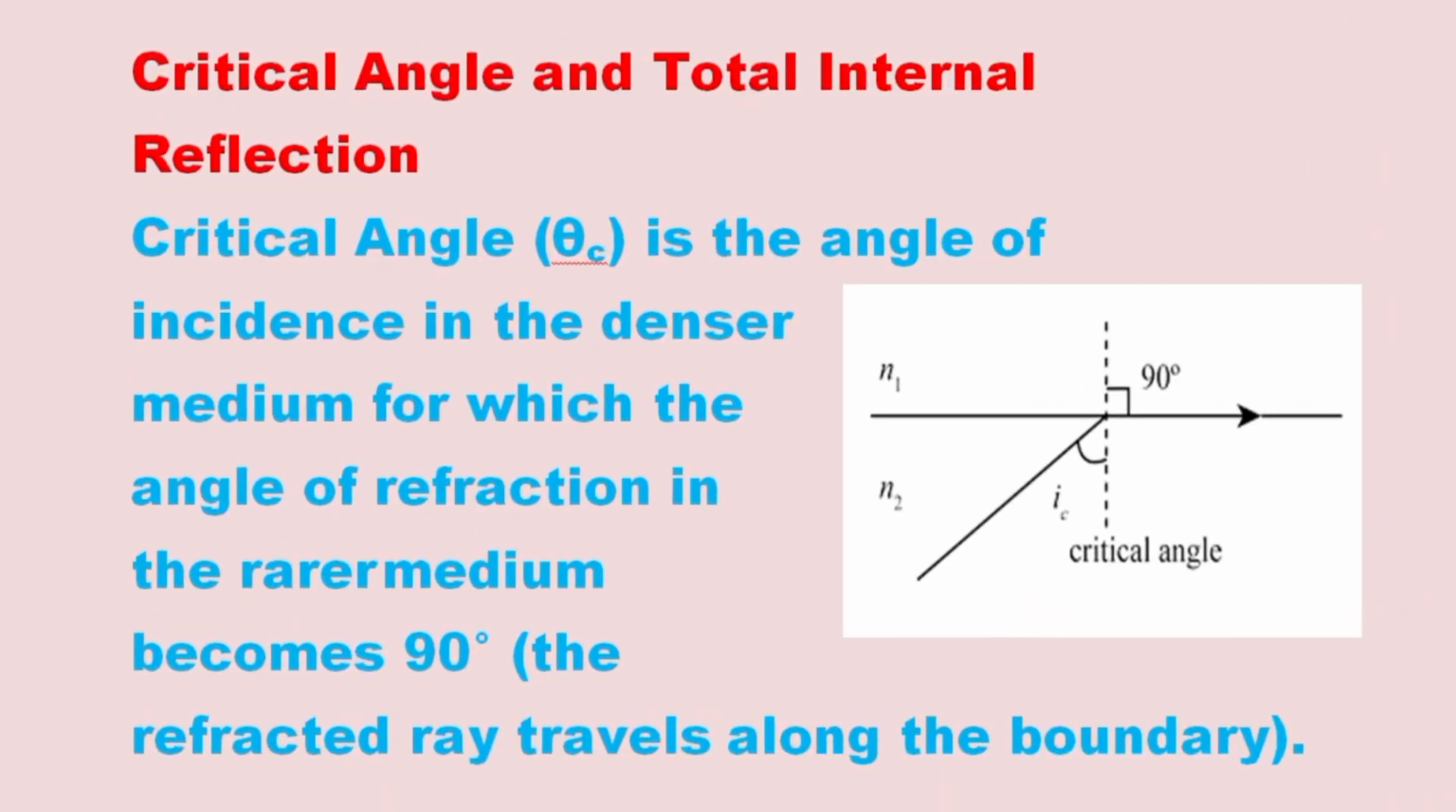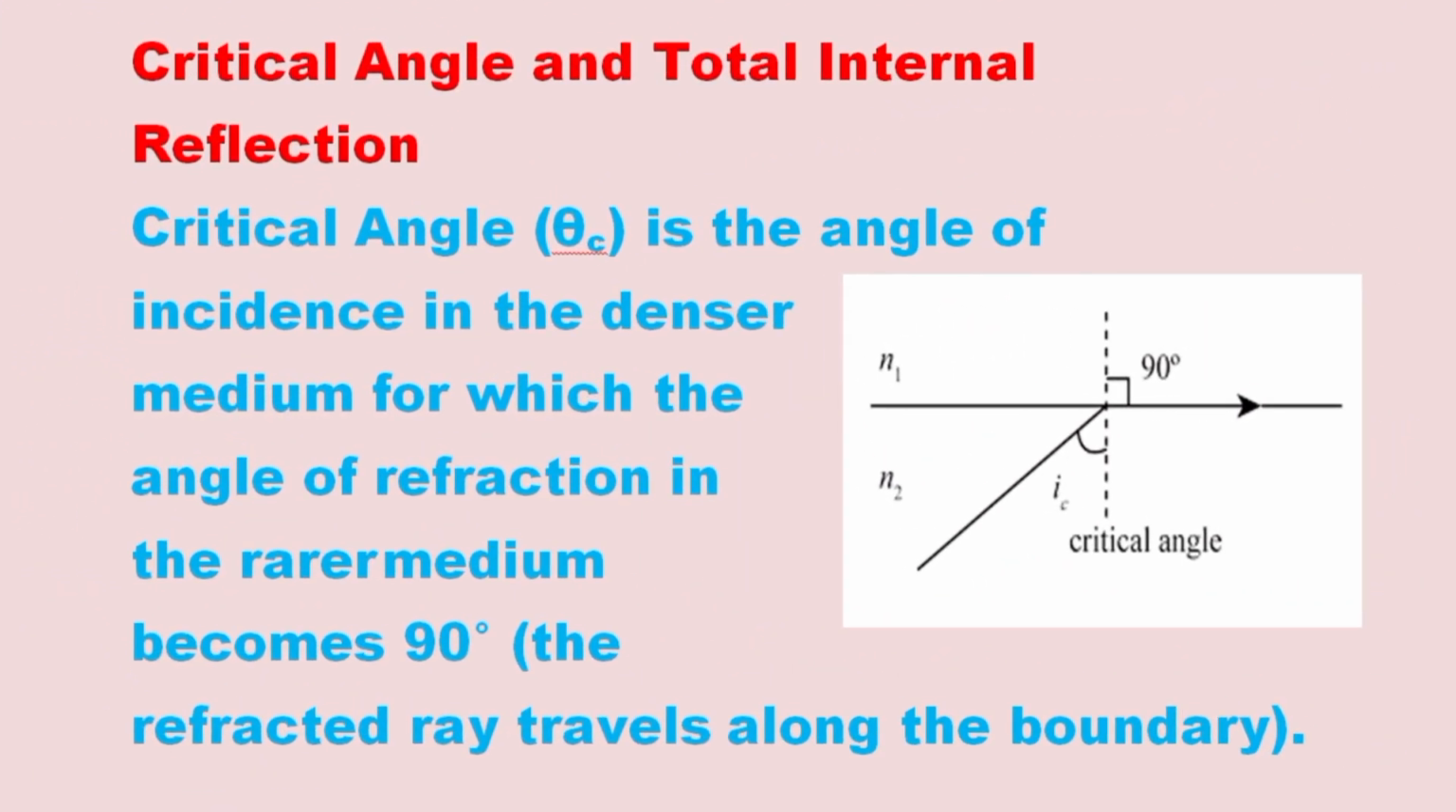In this video, we will discuss the critical angle and total internal reflection. Critical angle is the angle of incidence in the denser medium for which the angle of refraction in the rarer medium becomes 90 degree. The refracted ray travels along the boundary, as shown in figure.